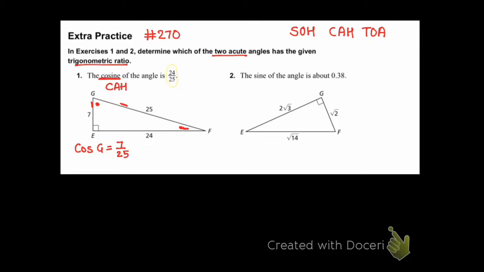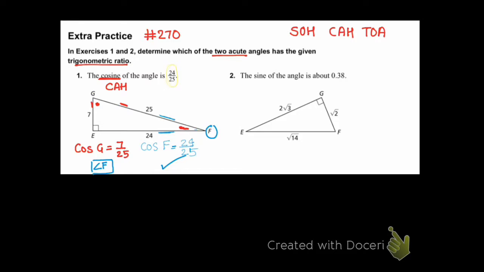And then it looks like this is not the answer, it must be the other one, so I have to find the cosine of F. Again, adjacent over hypotenuse: this is the adjacent and this is the hypotenuse for angle F, so that's 24/25. It means this one is the correct one. So angle F is the answer.